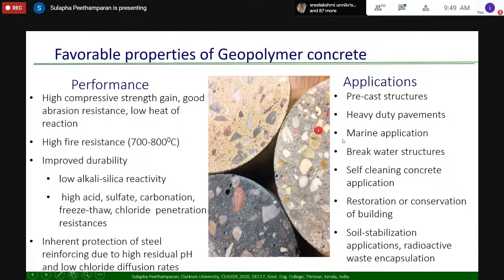But the application is very much limited now because we don't have the history of this concrete. Maybe we have history for 20, 25 years. We don't have durability data, and we don't have a standard specification. We don't have codes for using it. We need more long-term data, especially on durability, how long it is going to last. So that is the challenge we have to face. But I imagine that in the next 10 years, we will be realizing this concrete in the field.